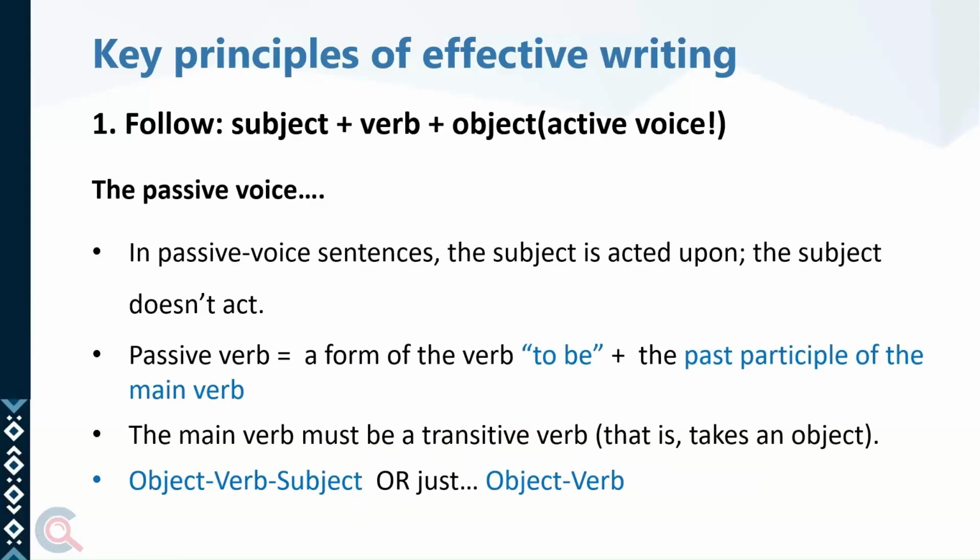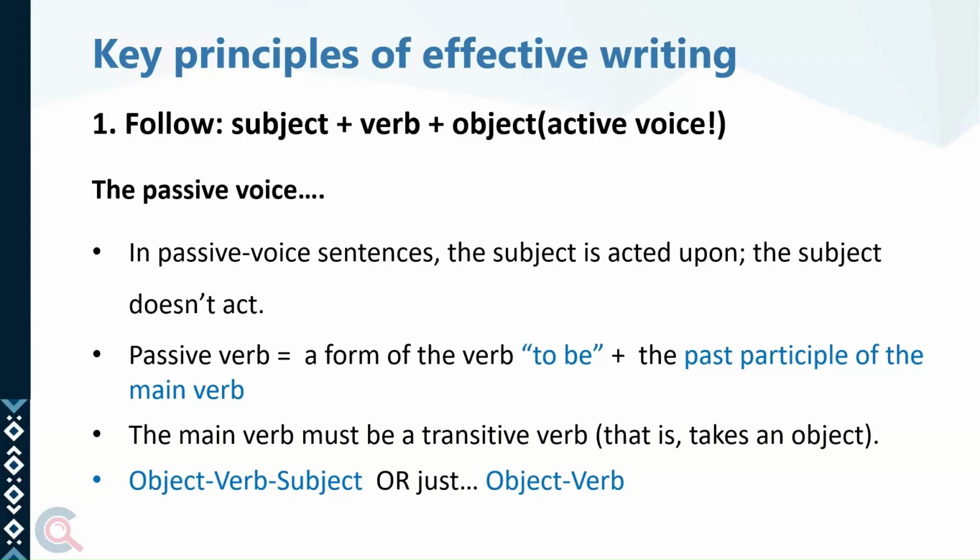In passive voice sentences, the subject is more or less acted upon. The subject doesn't do the action. Usually a passive voice is made up of a passive verb, in the form of a form of the verb to be plus the past participle of the main verb. This passive verb could be is, are, and so on, plus the past participle of the verb.